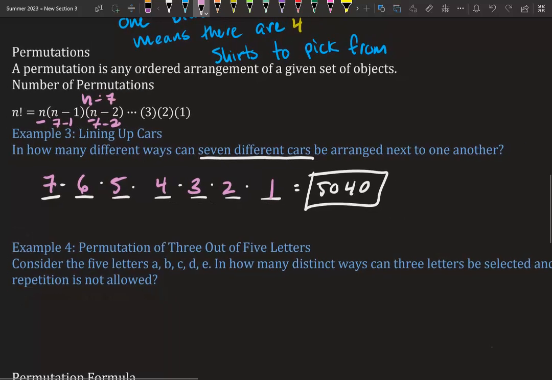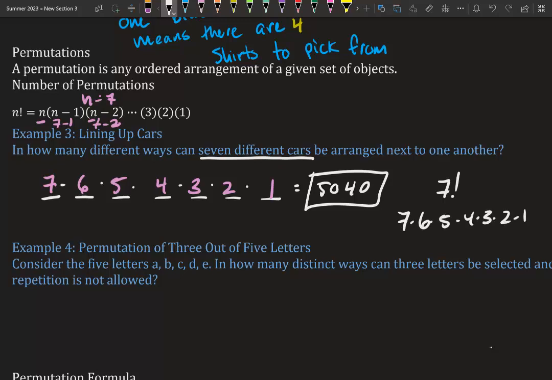Because here, it didn't say put this here, put this here. It just said you have 7 different cars. I don't care how you do it, just put them. That's how I knew we could have just done 7 factorial. 7 factorial is the exact same thing. It's 7 times 6 times 5 times 4 times 3 times 2 times 1. So you start at your number and you multiply down to 1.